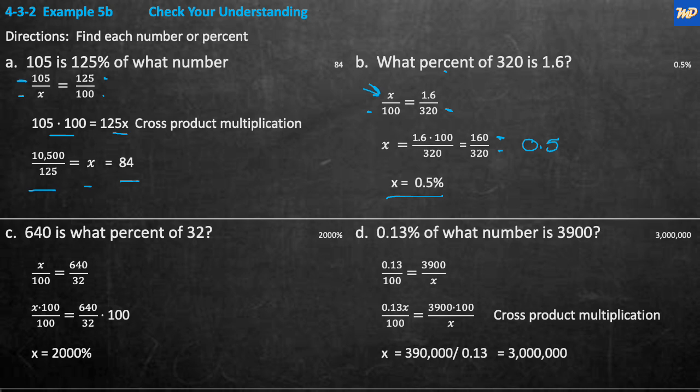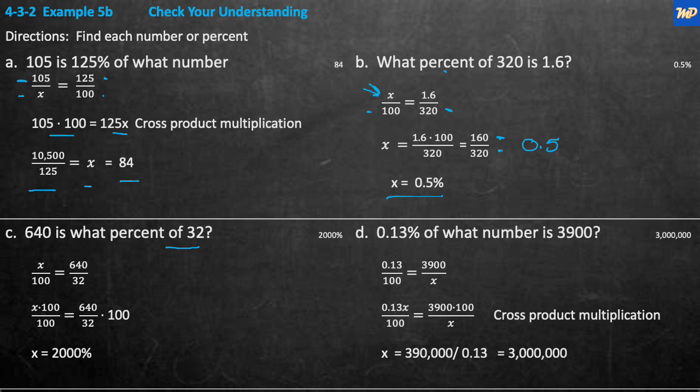Next, C. 640 is what percent of 32? So they're giving us that 640 is a percentage. Well, 32 is the base number, because remember, the "of" number is the base number, the whole, what we consider the whole number. 640 is the part number. That's of the 32. And they want to know what percent 640 is of 32.